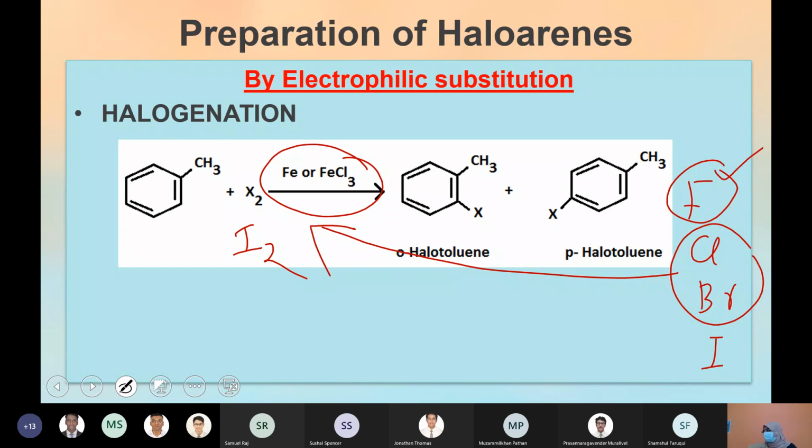But in the case of iodine, if you want to get iodine as a substituent in the aromatic compound, then instead of Fe or FeCl3, you have to use HNO3 or hydroiodic acid, HIO4. Then only you will get the electrophilic substitution done, because Fe or FeCl3 won't be enough to activate iodine to get the result. It will be very slow. You won't get a product.